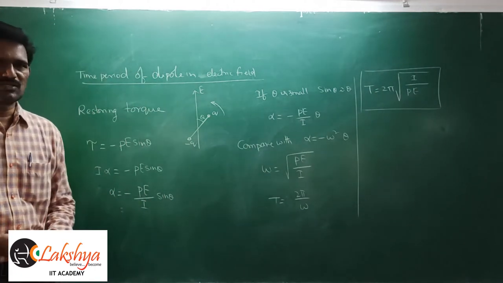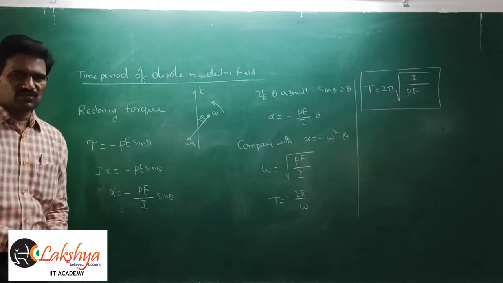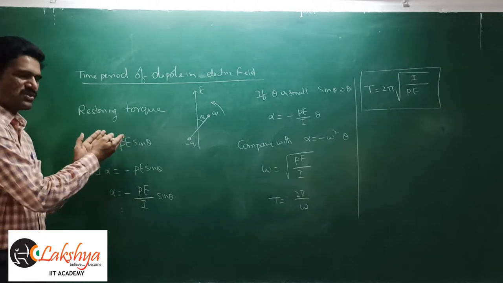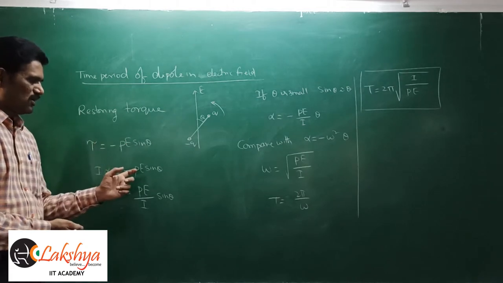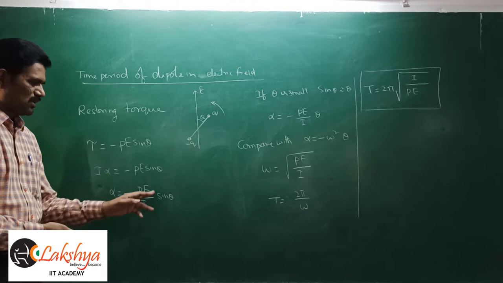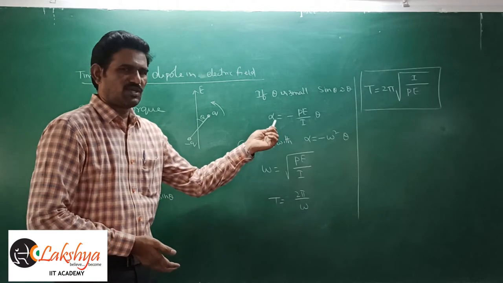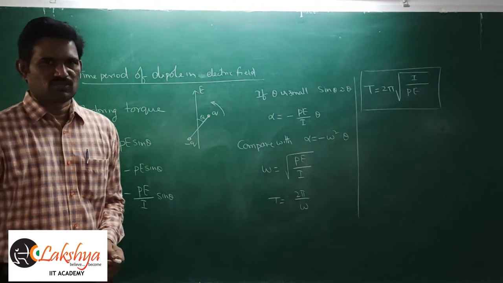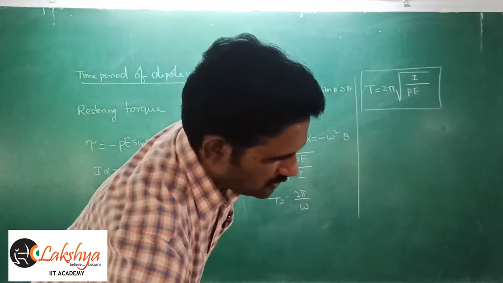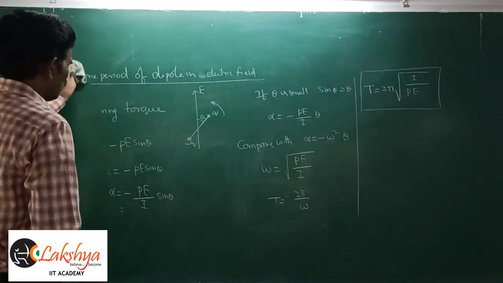As we completed SHM in the first year syllabus, this calculation will be very easy for you. We are just writing this torque, this expression, which has just been completed. Torque is equal to I alpha, that is equal to minus PE sin theta, and then we replace sin theta with theta, so that this is our direct SHM equation. From that you get the omega value, and from that you can write the time period calculation, right? So it is the time period of this dipole that is oscillating in a uniform electric field.